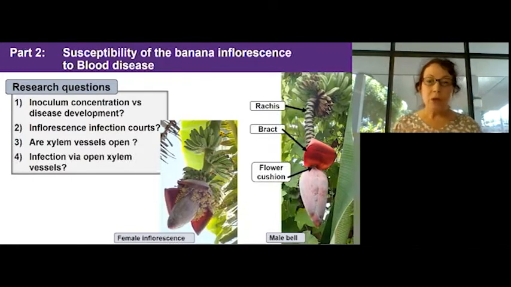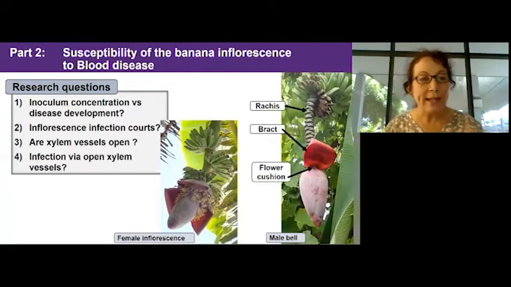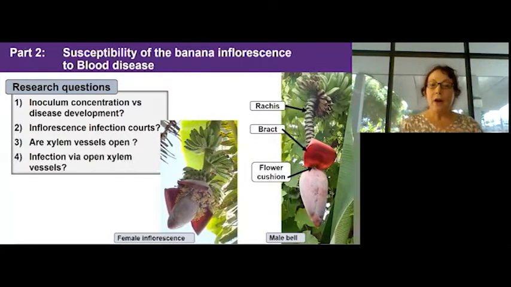So firstly, we wanted to establish if there was a relationship between inoculum concentration and disease development. Some basic biology. Does infection occur through the male and the female parts of the inflorescence? Where exactly are the inflorescence infection courts? Now, are the xylem vessels open, and does infection occur via open xylem vessels?